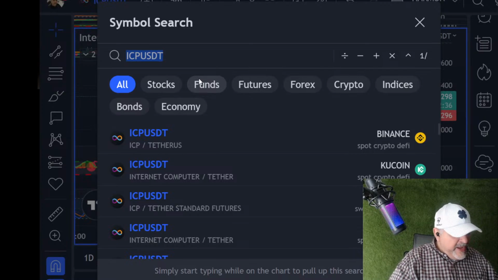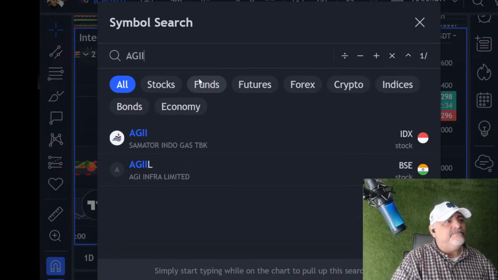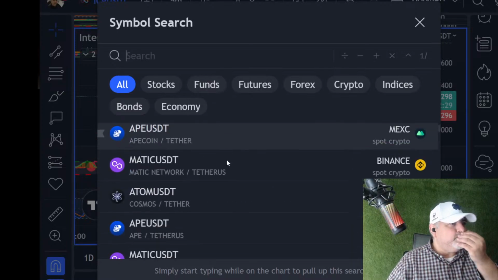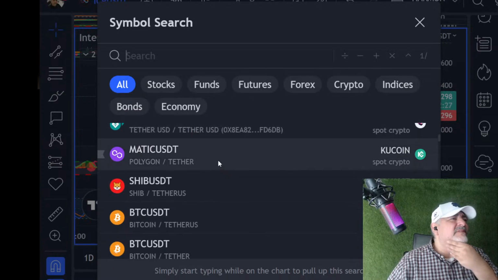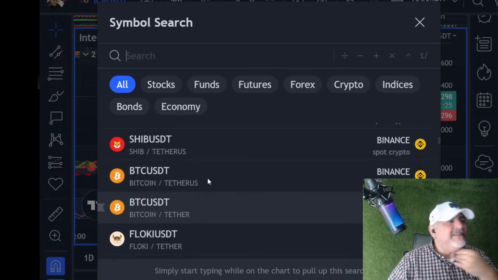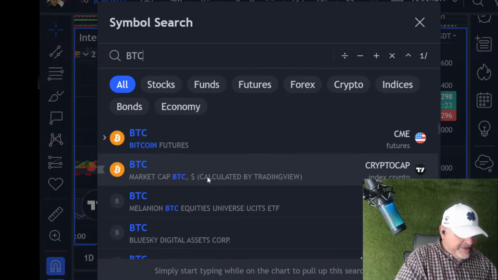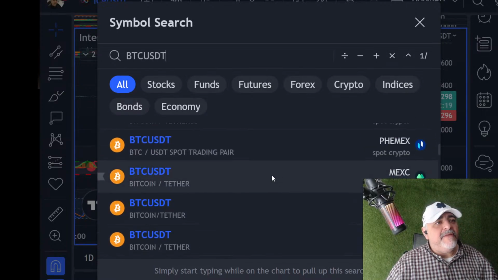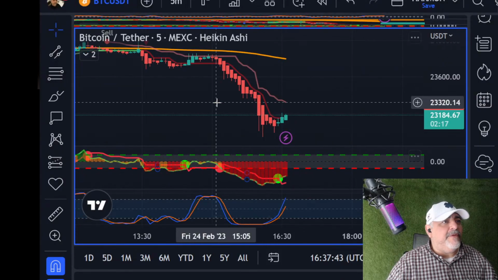Let's go to Ajax. What's that Ajax one, man? What's another one? Give me another coin, guys. Let's take a look at Bitcoin. Let's see what Bitcoin's doing. All right, and sometimes there's just no trades, right? Spot trading on crypto. Boom, there we go.